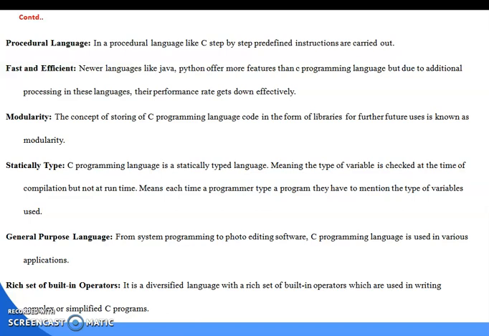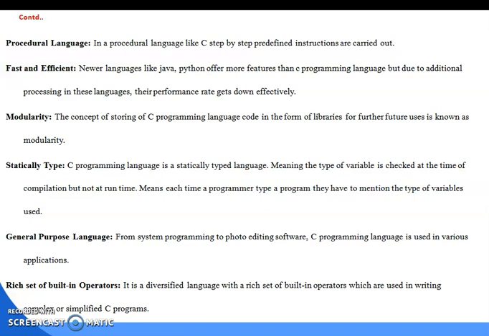Next, statically typed. C programming language is a statically typed language, meaning the type of a variable is checked at the time of compilation but not at runtime. It means each time a programmer writes a program, they have to mention the type of variables used. Next is your general purpose language.